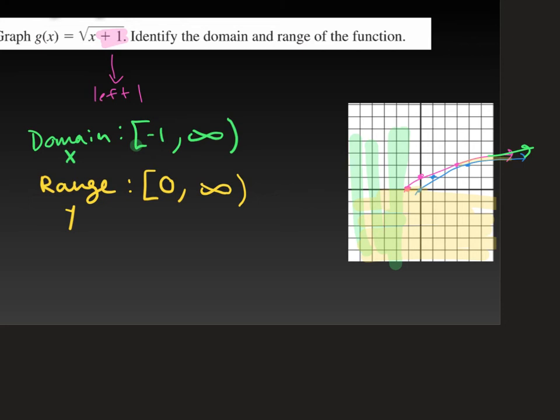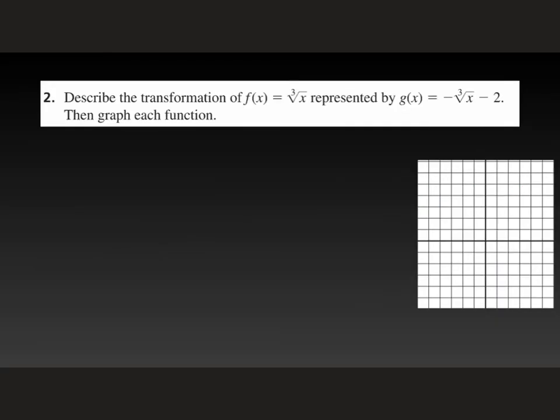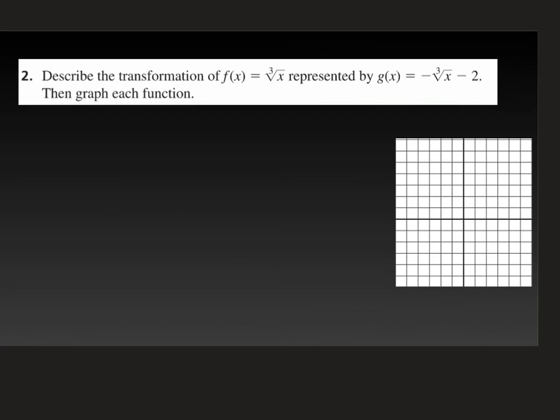Any questions on this one? So when you're dealing with square roots, your domain and range can change depending on how you're shifting it. But when you're dealing with the cubed root, your domain and range will always be what? All real numbers. Thank you. All right, last problem.